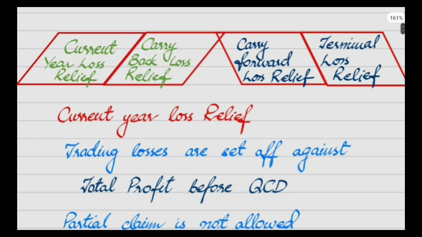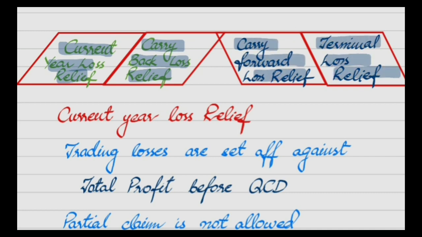Now for companies, there are four methods of loss relief. First is current year loss relief. Next, carry back loss relief. Third, carry forward loss relief. And fourth, terminal loss relief.